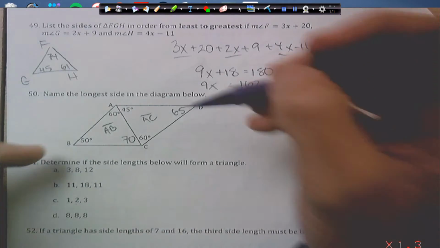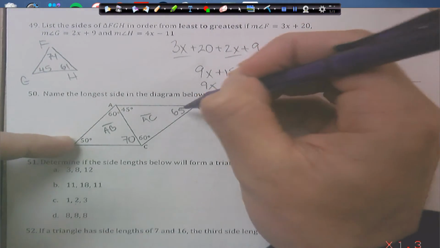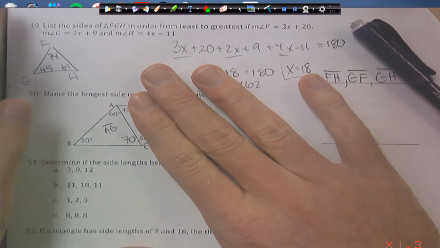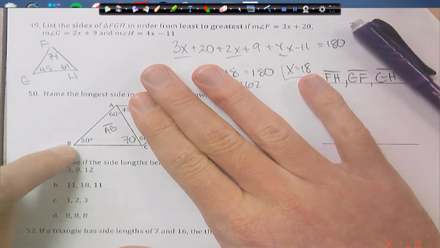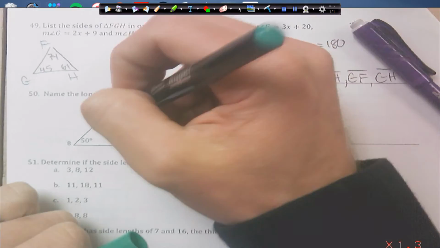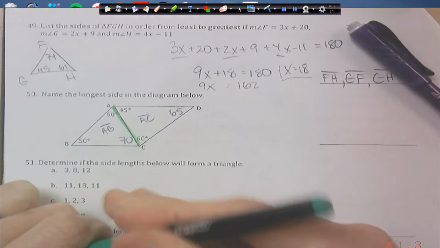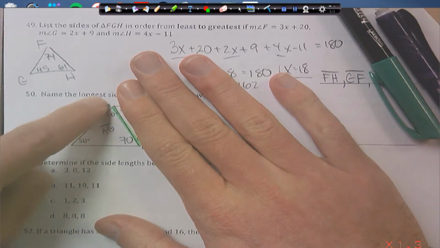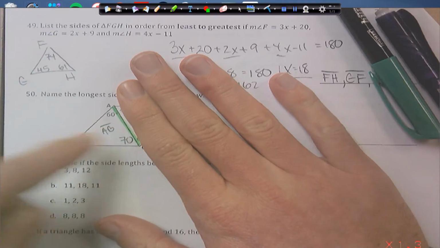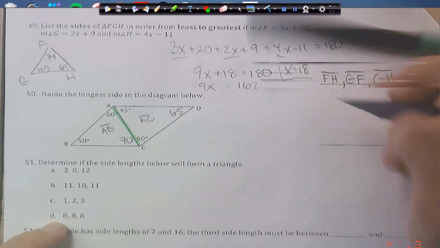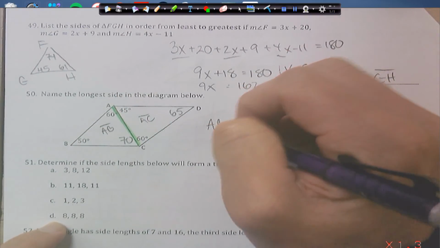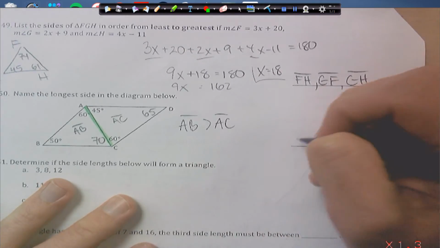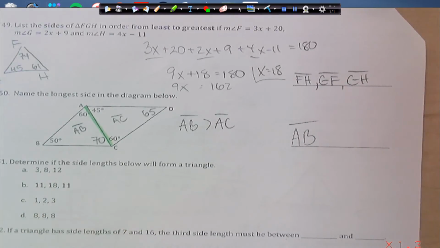A lot of people will say, well, 65 versus 50, AC wins. Actually, AC loses. And the reason why, if you actually cover this up, you see how AC is in this triangle? Okay, AC is a part of both triangles. So when we looked at just this triangle, and I said AB was longer, that means AC is smaller than AB. So our overall answer, we know that AB is greater than AC. So that's how we know AB is our winner. Winner, winner, chicken dinner.